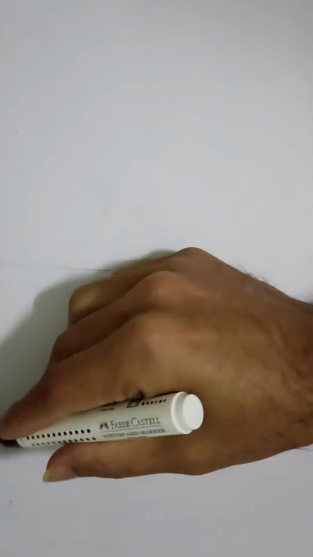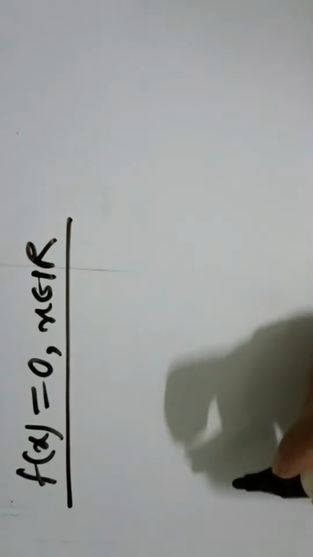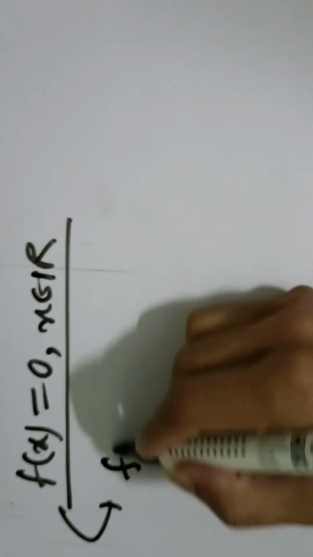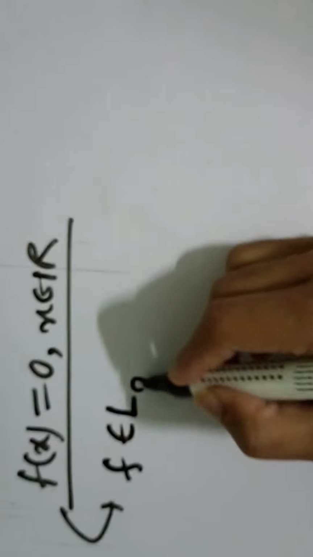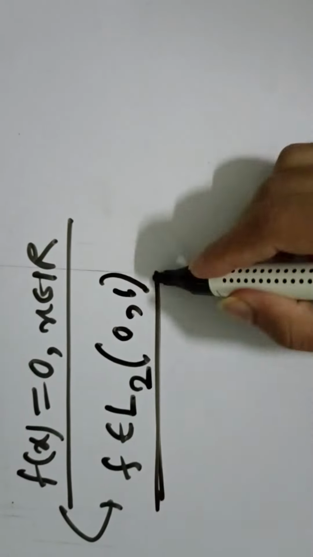Similarly, you can tell that if f is a zero function, x belongs to R, then for this function, check whether it belongs to L2[0, 1], right?